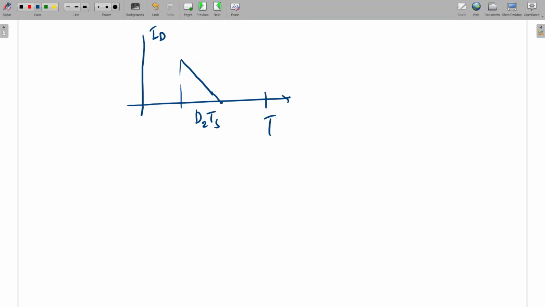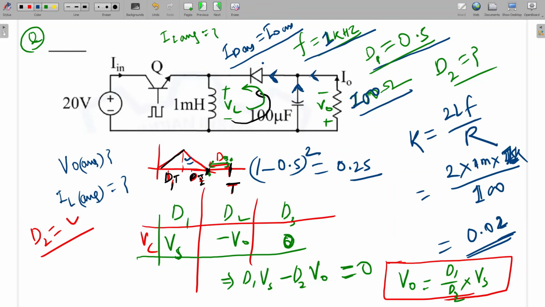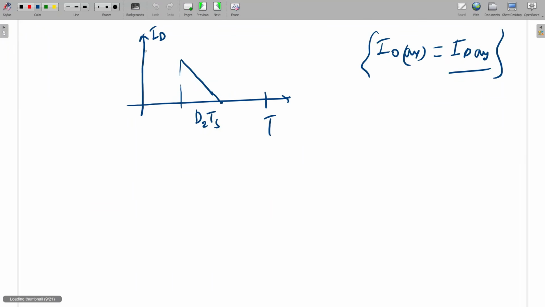This will be ID. So what am I saying? I naught average will be equal to ID average, because the capacitor average current will be zero. So the load average current will be equal to the diode average current. The first part is the switch, the second part is the diode, and in the third part neither the diode nor the switch is conducting. Is this diode current waveform clear to all?